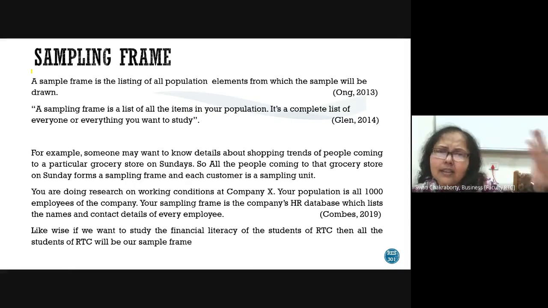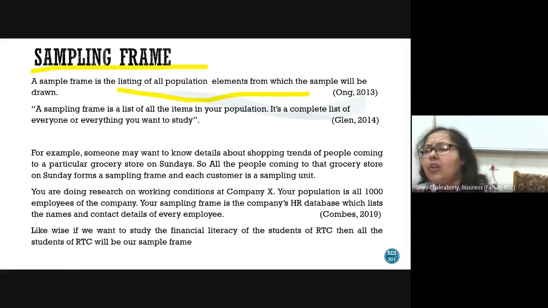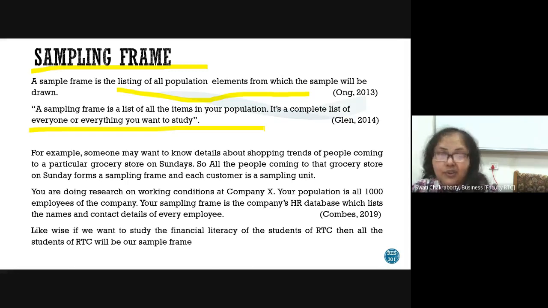So we discussed sampling frame earlier, a little more on it. It's a listing of all the elements of the population from which the sample will be chosen, right? So a list of all the items in your population. It's a complete list of everyone or everything that you want to study. So for example, someone may want to know details about the shopping trends of people coming to a particular grocery store on Sundays. So all the people who come to that grocery store on Sunday are the sampling frame, and each customer is a sampling unit.